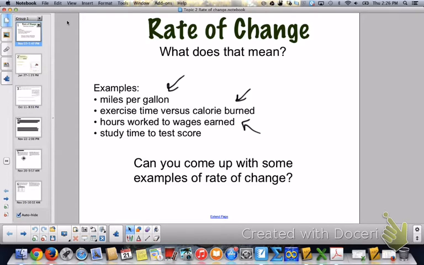Can you come up with some examples of rate of change? I'm going to give you one common one, miles per hour. Okay, miles per hour. You see it every day on signs on the side of the road. So what I want you to do is come up with an example. We'll discuss this more in class. Come up with an example to share tomorrow in class. Okay, and let's go on to slide 2.